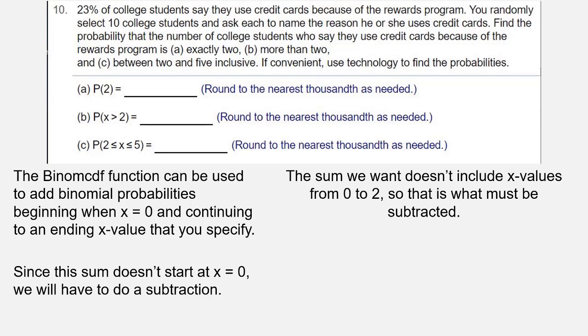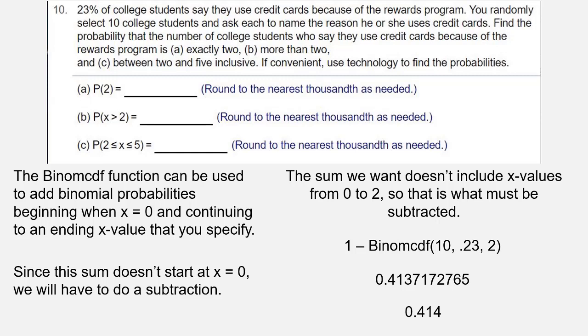How do we do that? Well, what we're going to do is the binomial CDF of 10, 0.23, 2, which is adding up the probabilities from 0 to 2, but then we're going to subtract that from 1. And when we do that, we end up with 0.4137172765. Rounded to the nearest thousandth is 0.414.